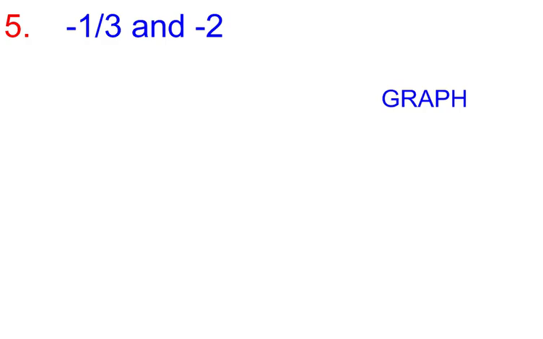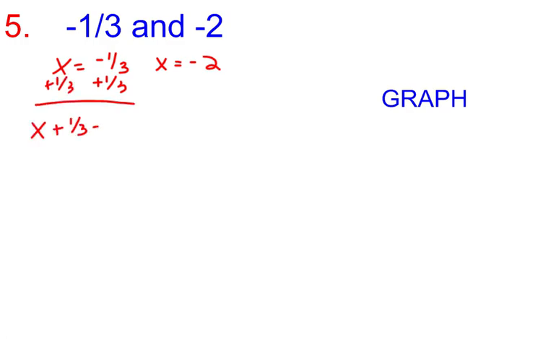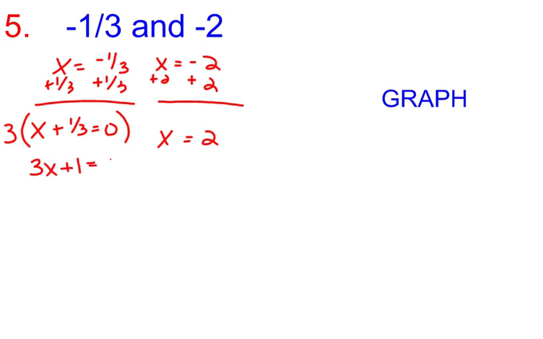So for 5, hopefully right away you'd say x equals negative 1/3, x equals negative 2. So I'm going to add 1/3 to both sides so I get that equation equal to 0. X plus 1/3 equals 0. I'm going to add 2. X equals 2. Remember, we want to get rid of that fraction, so I'm going to times this by 3. So I have 3x plus 1 equals 0. So now here are my, oops, I wrote this one wrong, sorry. X plus 2, how about, equals 0.